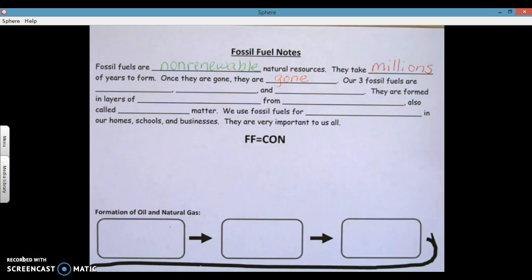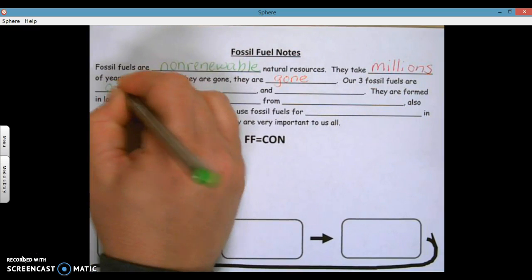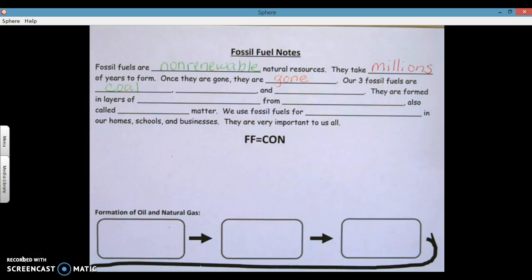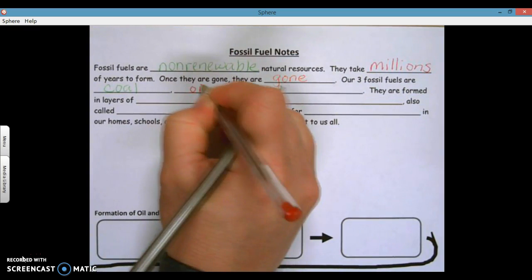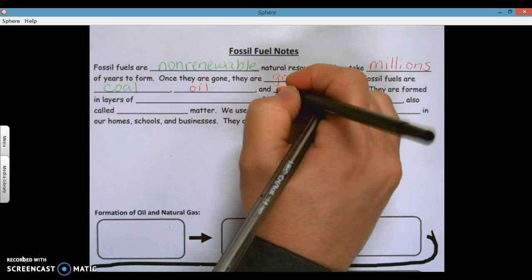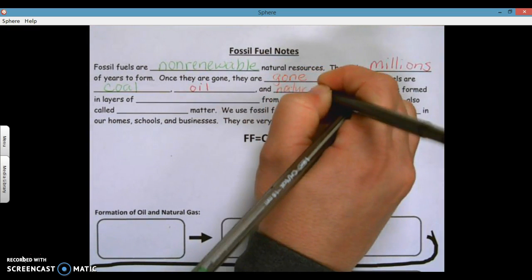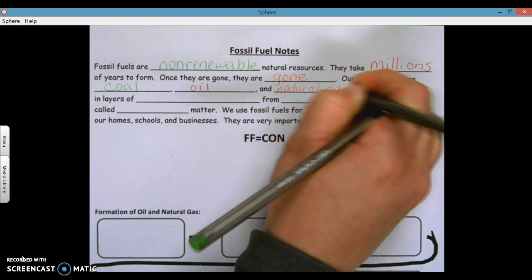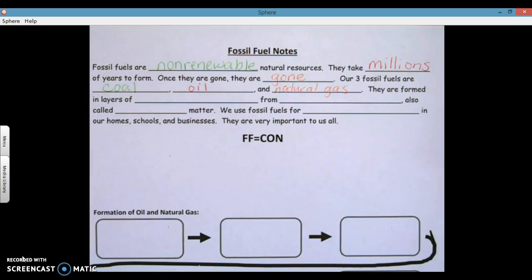Our three fossil fuels that you need to know are coal, oil, and natural gas. One good way to help you remember coal, oil, and natural gas is that each is a different state of matter. Coal is a solid, oil is a liquid, and natural gas is a gas.